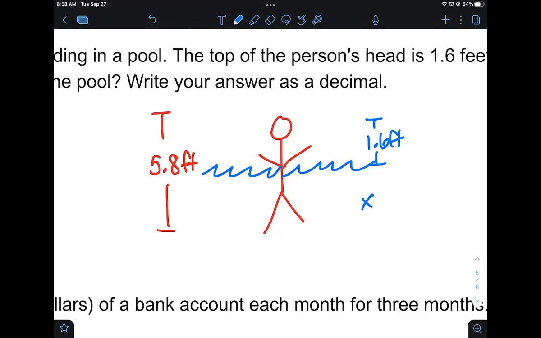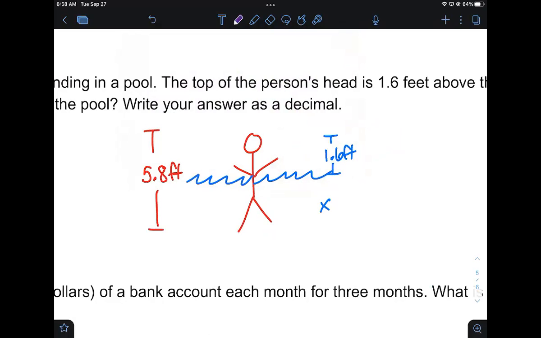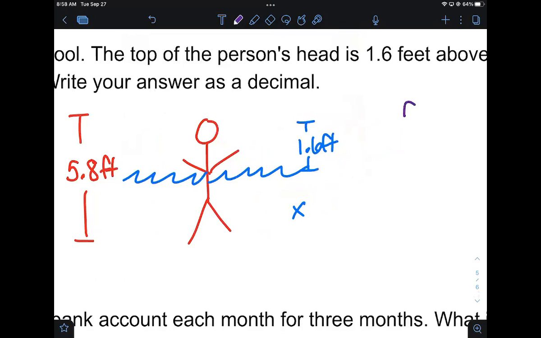Subtract 5.8 minus 1.6. You're exactly right. And Cash, do I need to line up the decimal points when I do that? Sure, you absolutely have to. Yeah, when you're adding or subtracting, you have to line up those decimal points.